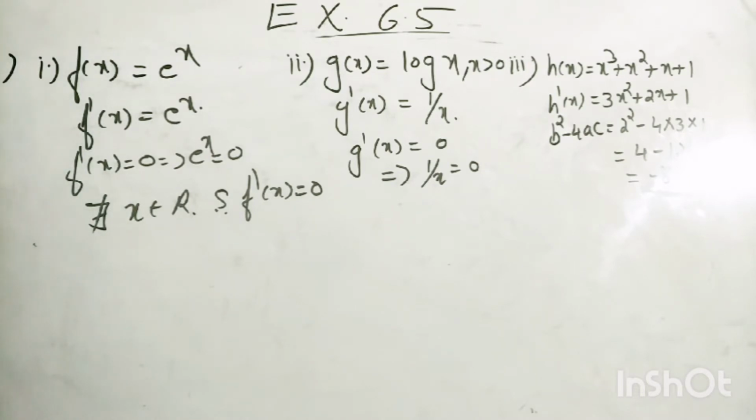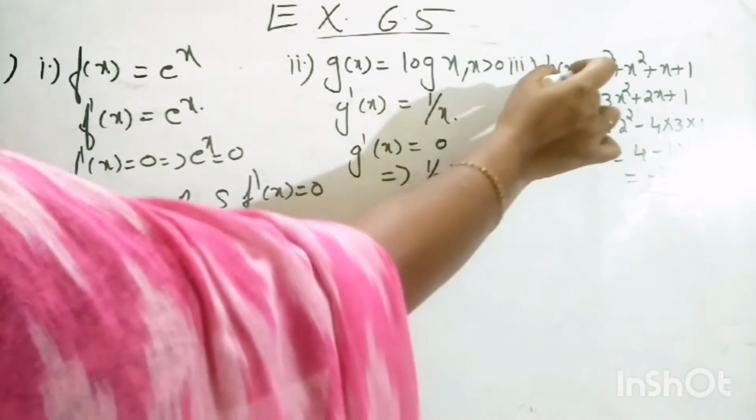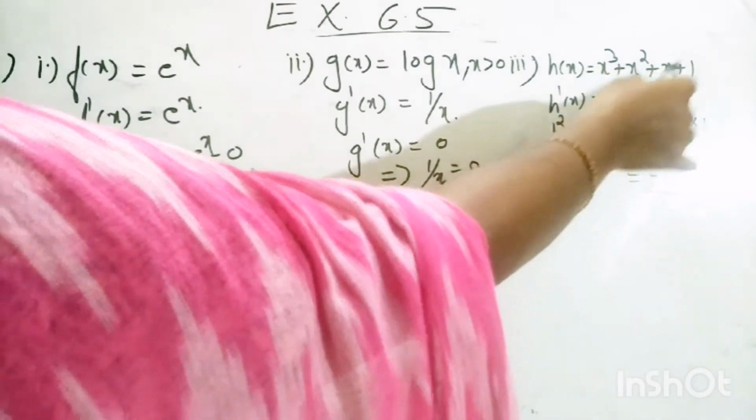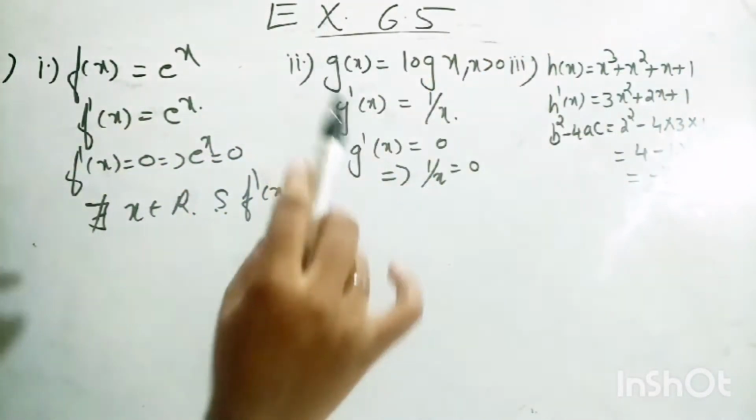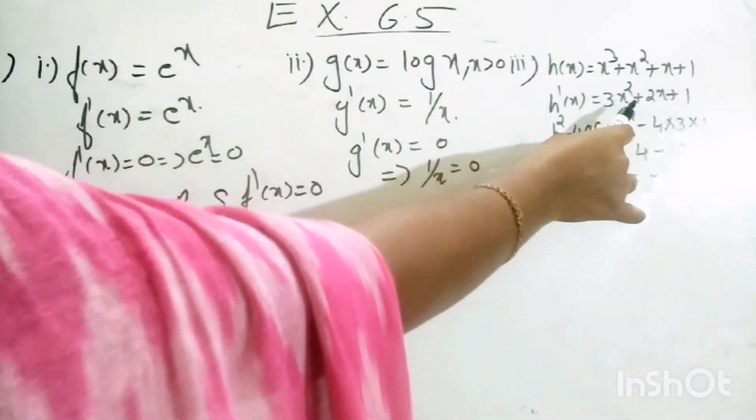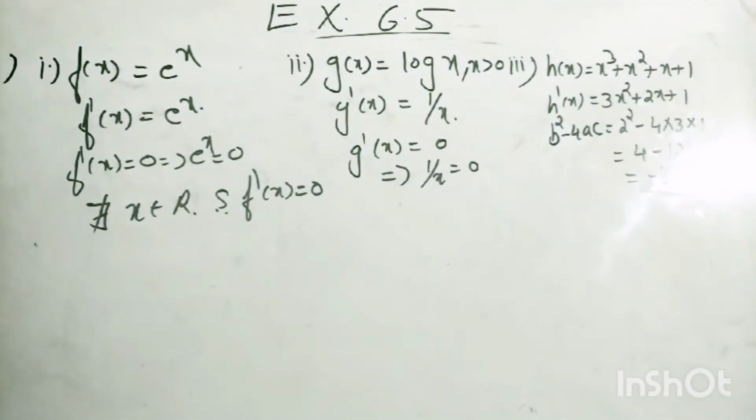Now the third one is a polynomial. h of x is equal to x cube plus x square plus x plus 1. Then h dash of x is equal to 3x square plus 2x plus 1. This is a quadratic equation, and we need to find the value of x which satisfies that quadratic equation.